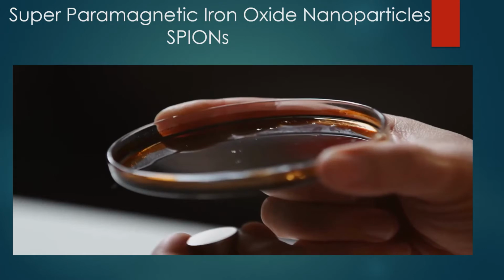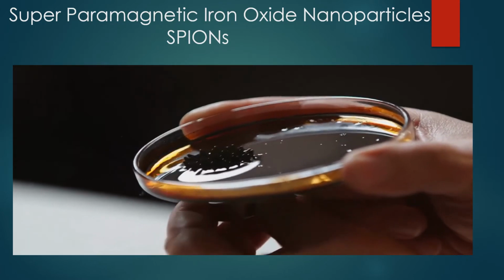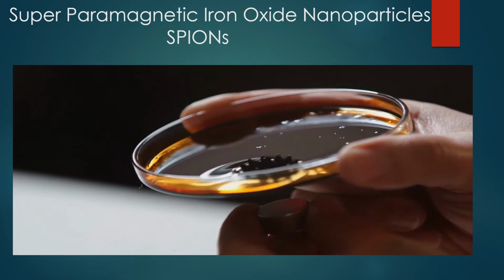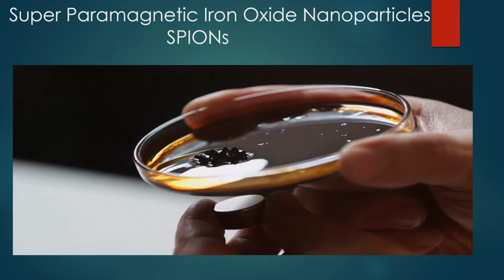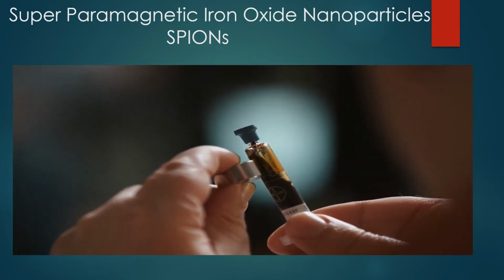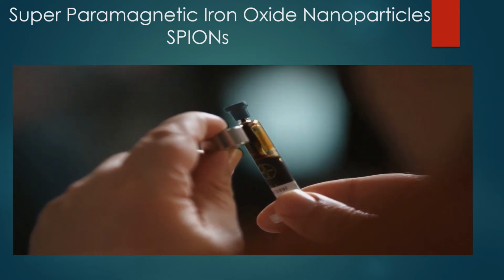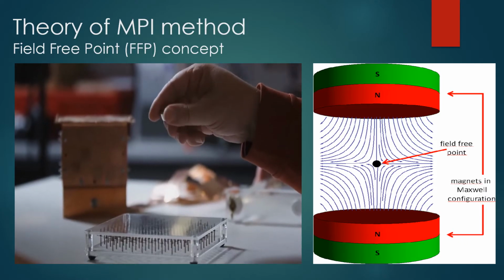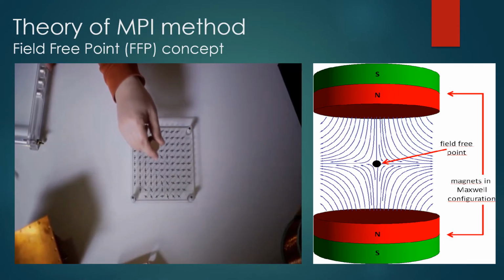And in this video, you can see when we apply the magnet in the liquid which has nanoparticles, then these nanoparticles appear and we receive a signal from them. Now I explain the theory of the MPI method.